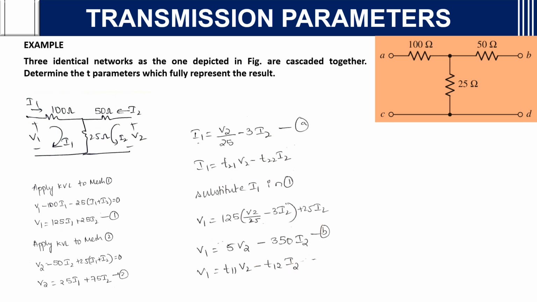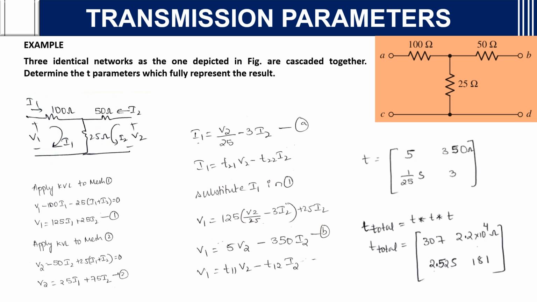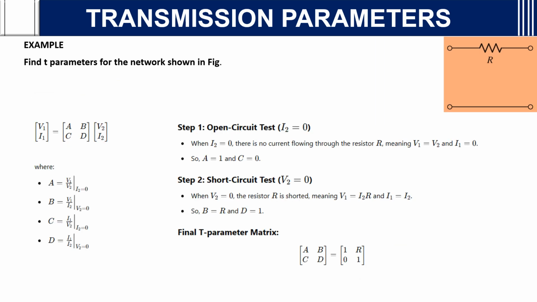So you got now T11, T12, T21 and T22. If you multiply this T 3 times, then you will get 307, 2.2 into 10 power 4 ohms and 2.52 S and 181 as the T parameters of the total, cascading together 3 identical networks of the given network. That's it. See, this question is a little interesting.